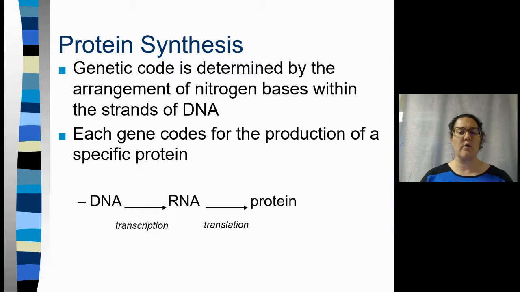Then from RNA, we're going to translate that into a protein. And again, when we think about what translation is, that's taking something and turning it into a different language. So we're going to take it from the nucleotide language of RNA to the amino acid language of a protein.